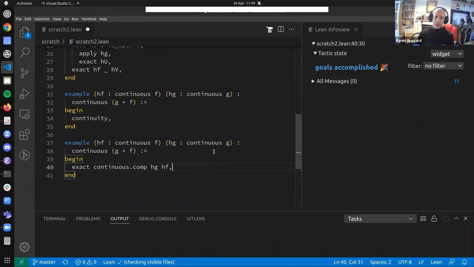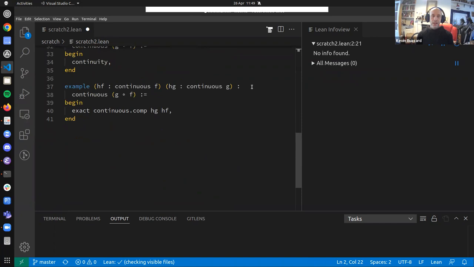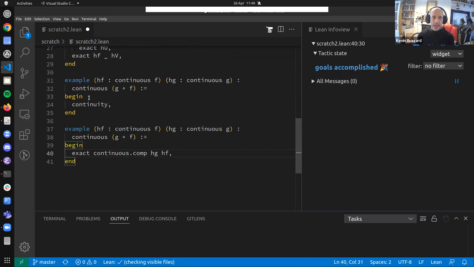What this proof says is, yes, we've proved that already. When I imported a bunch of basic facts about continuous functions, unsurprisingly, one of those basic facts was the fact that the composite of continuous functions was continuous. So there's another proof. And the advantage of this proof over the continuity tactic proof is that this proof takes maybe tens of milliseconds, whereas this happens in under a millisecond. This happens instantly. And sometimes speed is important.